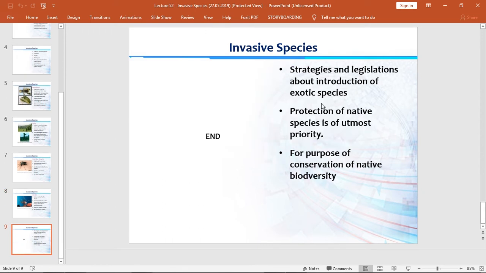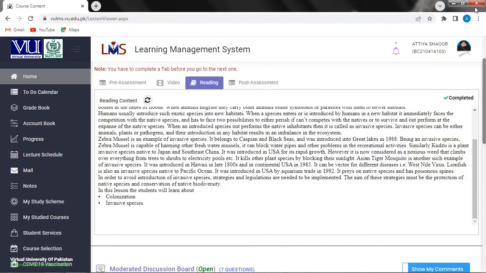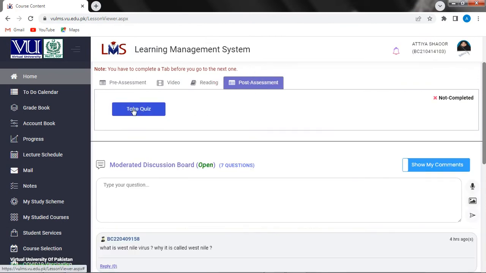Strategies and legislations about introduction of exotic species, protection of native species is of utmost priority for purpose of conservation of native biodiversity. So, अब हमारा है last step.